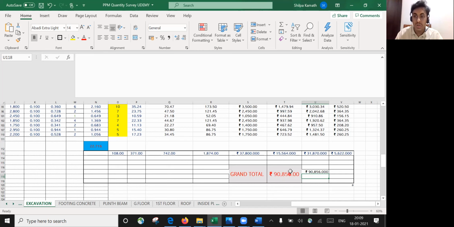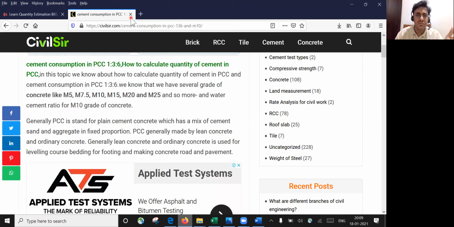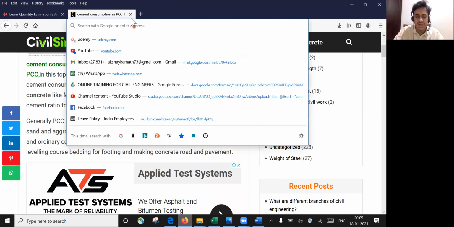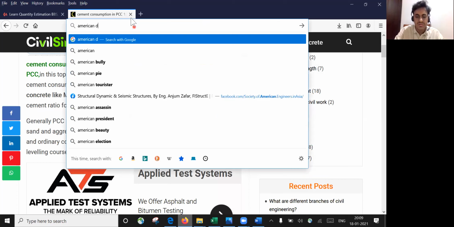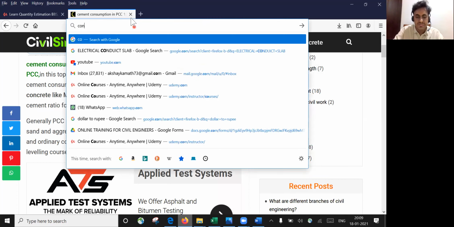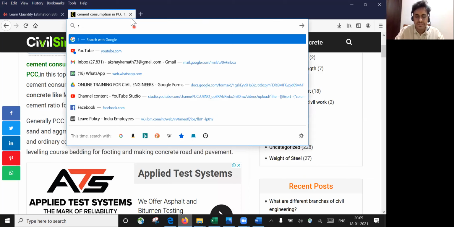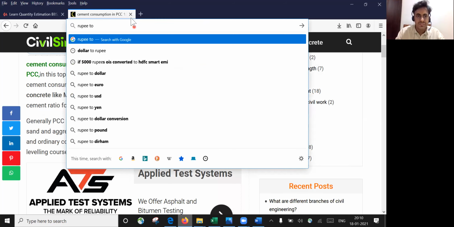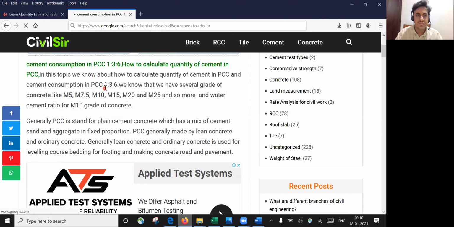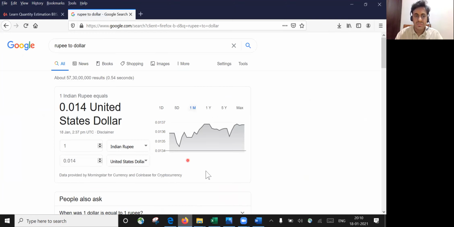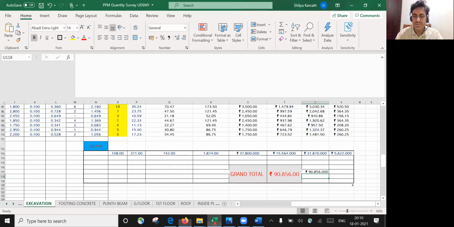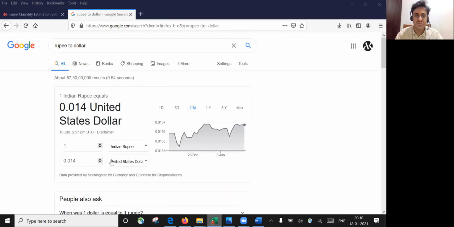So whatever country you belong to, try to convert this in your own country's currency. If you want, I can do it for one of the countries. Let me take the American dollar conversion. So what is the rupees that I'm getting here? I'm getting 90,856 rupees. I'll write 90,856 here. So you require $1,240 to do all this PCC.